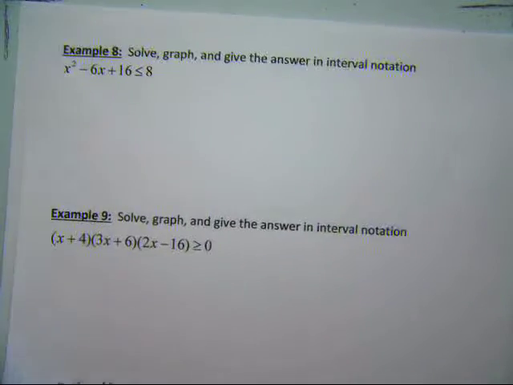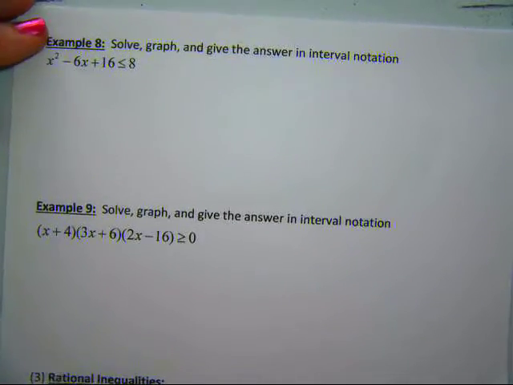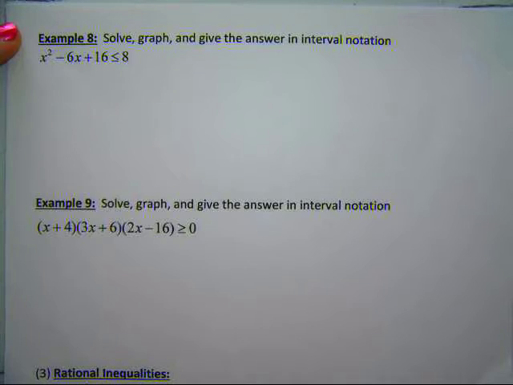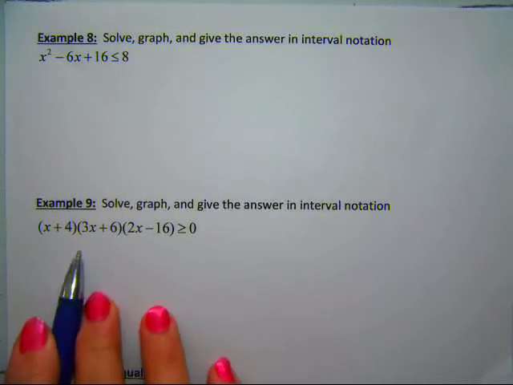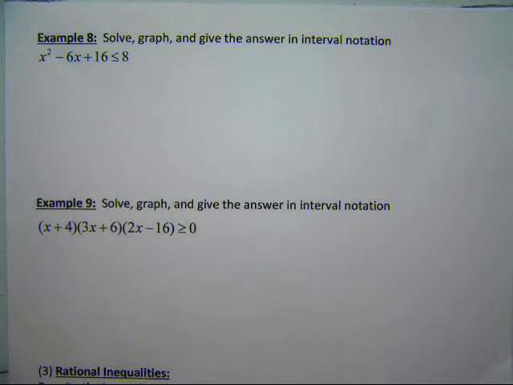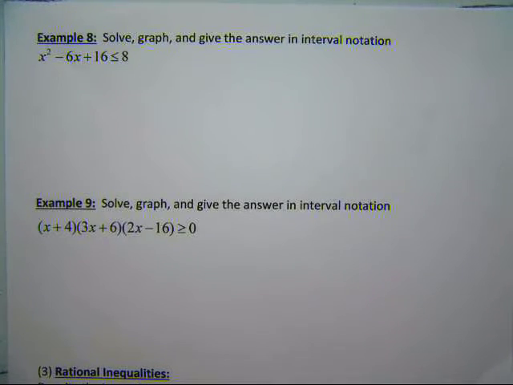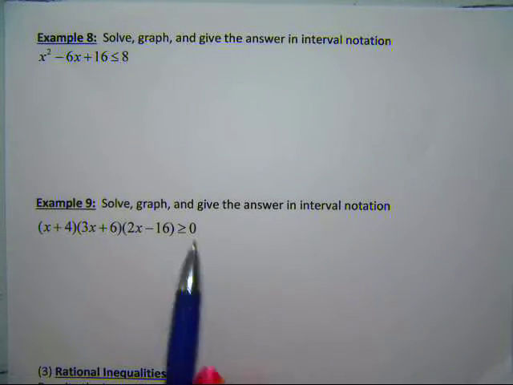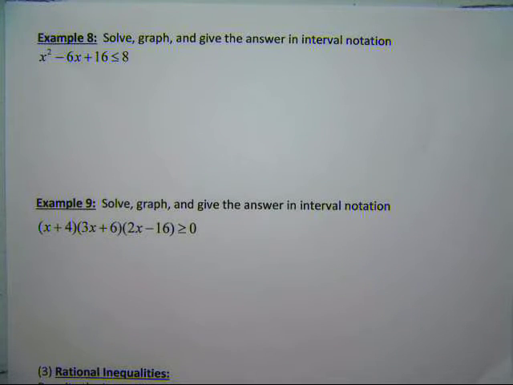Okay, so in the next example, I am going to let you try it on your own, because we have done enough of those, and then I'm going to come to the next example. So in the next example, we have 3 factors multiplied giving me a greater than or equal to 0. So that's positive, right? Okay.